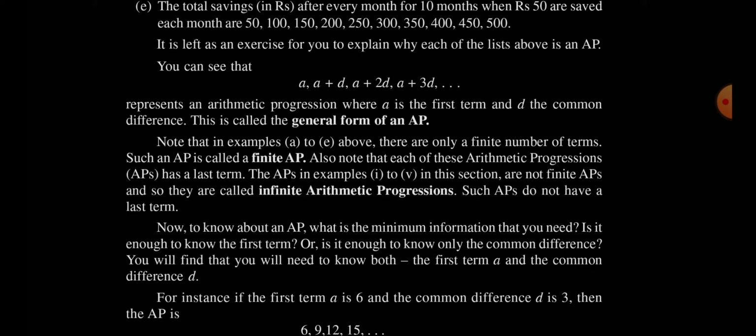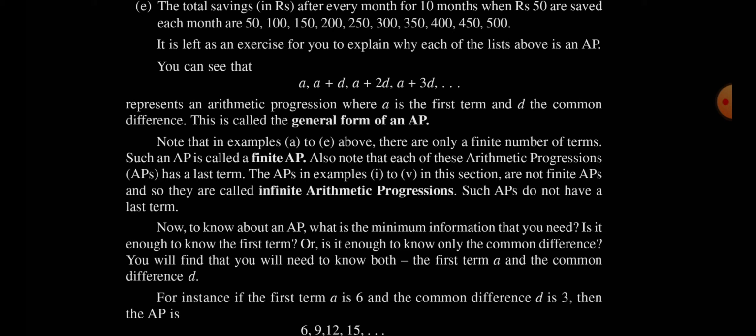Note that in examples A to E above, there are only a finite number of terms. Such an AP is called a finite AP. Also note that each of these arithmetic progressions has a last term. The APs in examples 1st to 5th in these sections are not finite APs, and so they are called infinite arithmetic progressions. Such APs do not have a last term.